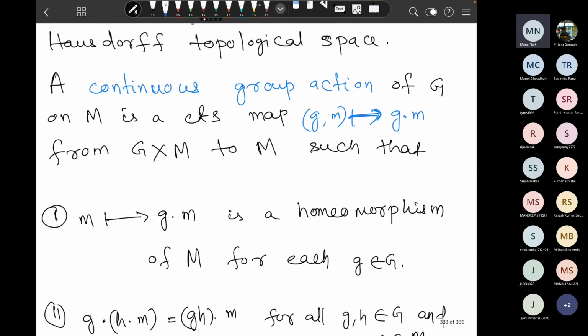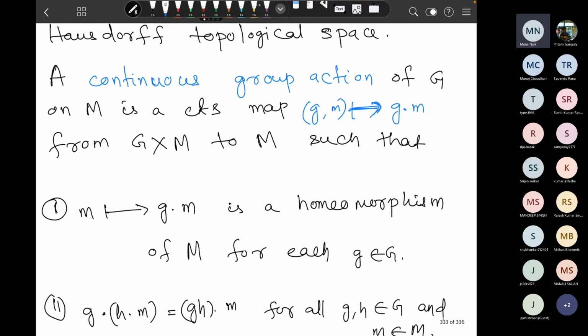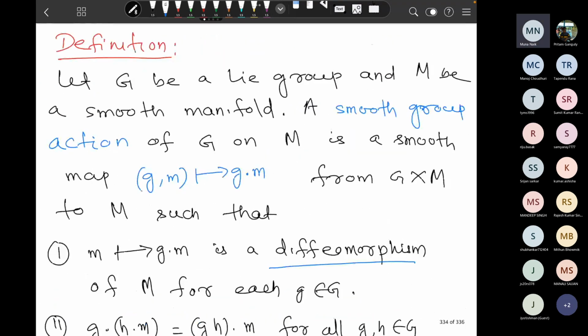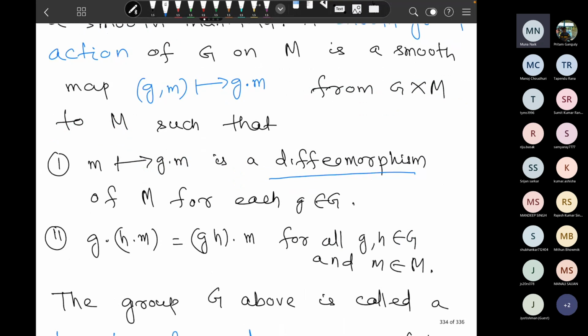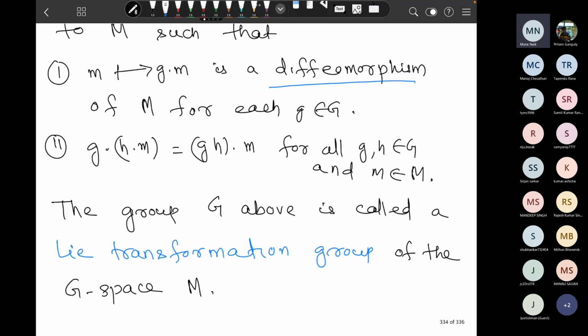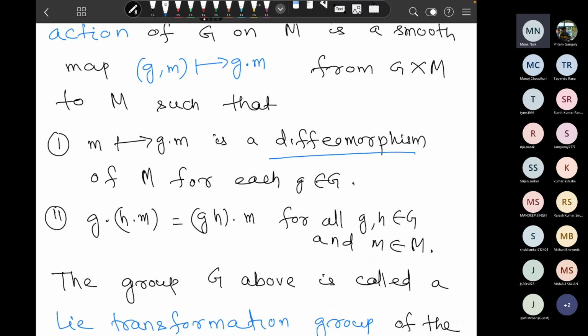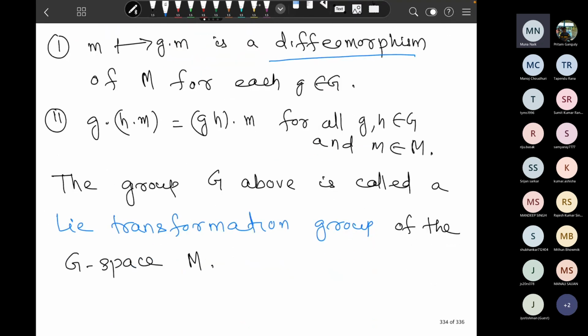So if you replace the topological group by a Lie group and the topological space by a smooth manifold, and wherever continuity is there you replace it by a smooth map, then you will get a smooth group action. And this is the definition. Let G be a Lie group and M be a smooth manifold. A smooth group action of G on M is a smooth map from G cross M to M, which takes the point (g, m) to g dot m, so that m going to g dot m is a diffeomorphism of M for each g belongs to G, and g dot (h dot m) is equal to (gh) dot m for all g, h belongs to G and m belongs to M. So wherever continuity was there, I have replaced it by smoothness. And the group G above is called a Lie transformation group of the G-space M.